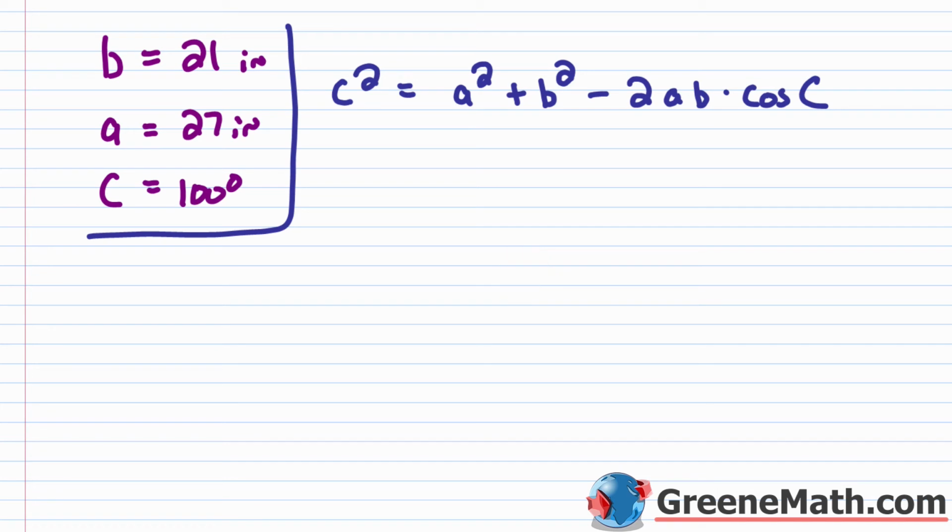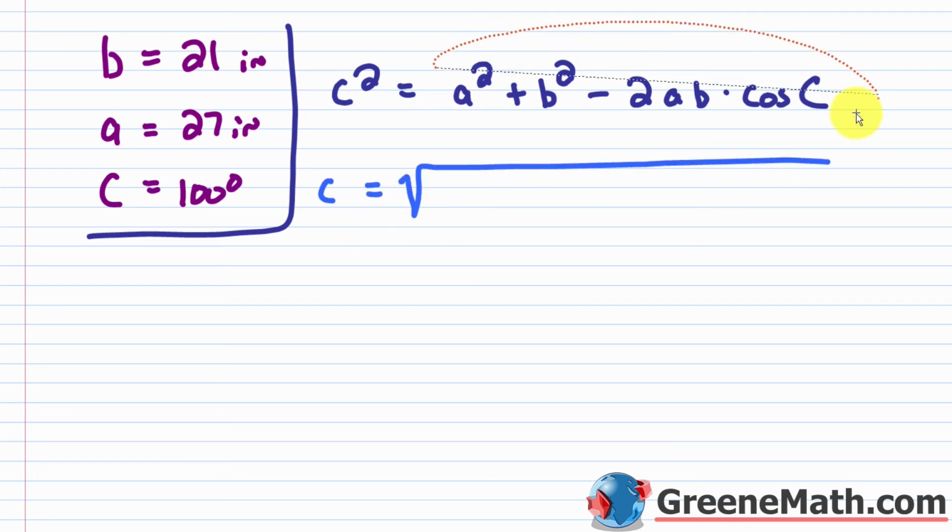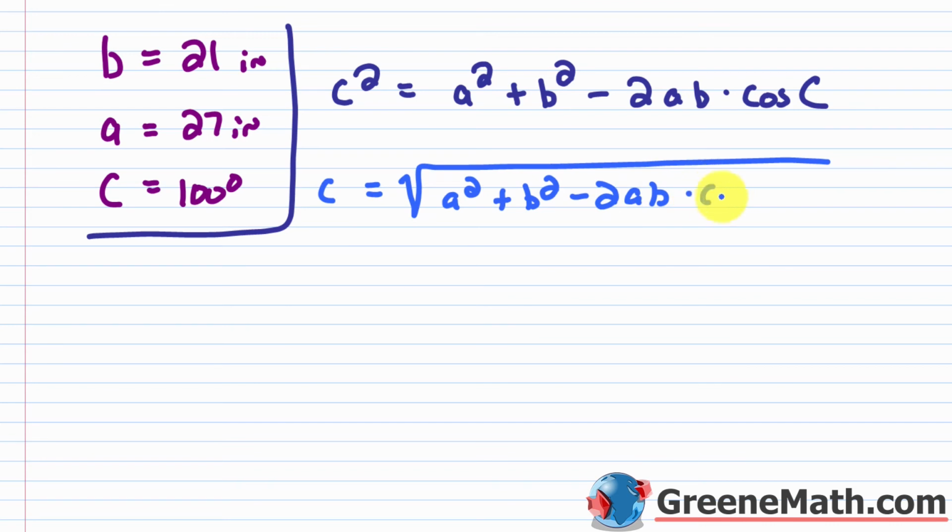Let me show you what you're going to plug in here and we'll approximate it together. You know that you want C by itself, and C is going to be positive, so we don't need to consider plus or minus the square root. So I'm just going to say C is equal to the square root of all of this. Let me write it: A squared plus B squared minus 2AB, and then times the cosine of C.